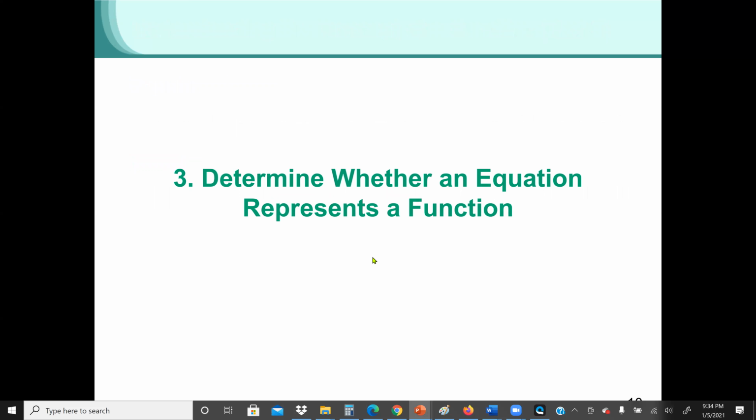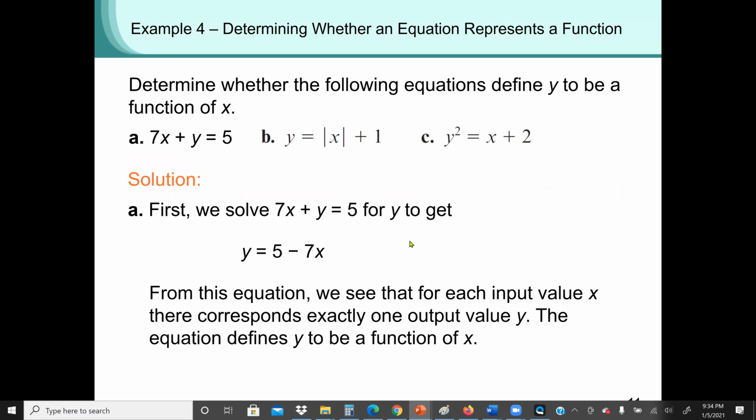Next, we are going to determine whether an equation represents a function. Now, first thing we should know, what is a function? As we said earlier, a function always means the input will generate only one output. If an input generates two or more outputs, then it's not a function. So now we are going to determine from these three examples if any of them is a function.